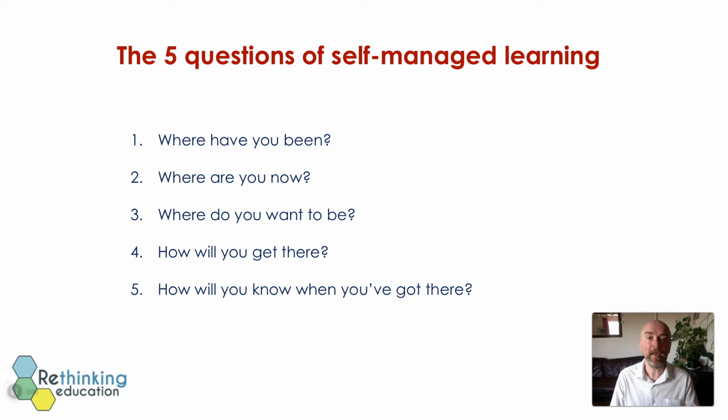And then how will you get there? At the Self-Managed Learning College, that would become the curriculum, if you like. That's what the child would do in order to get from A to B. Children sometimes struggle with that 5th question, how will you know when you've got there? Because if they haven't achieved success, if they haven't seen what success looks like, then it's hard for them to do that. So don't get too worried if they find it difficult to answer that question.